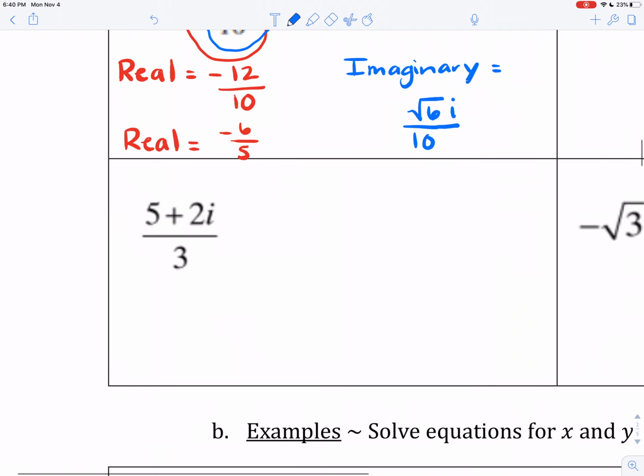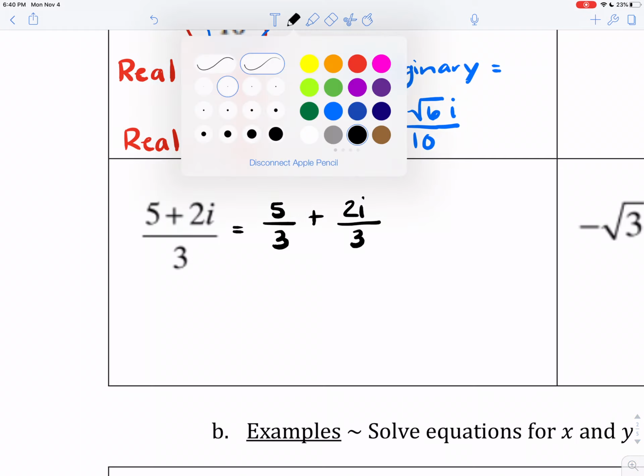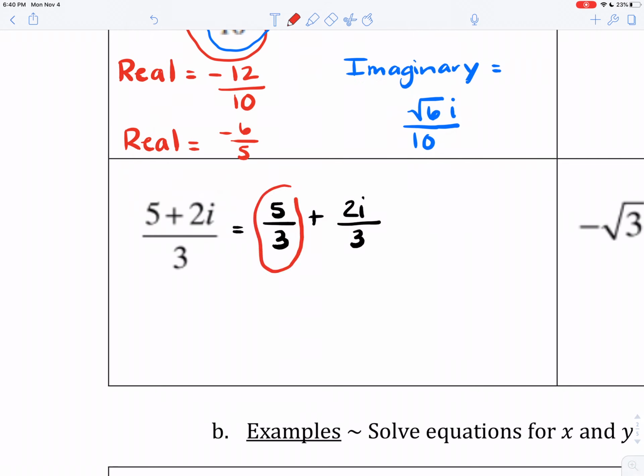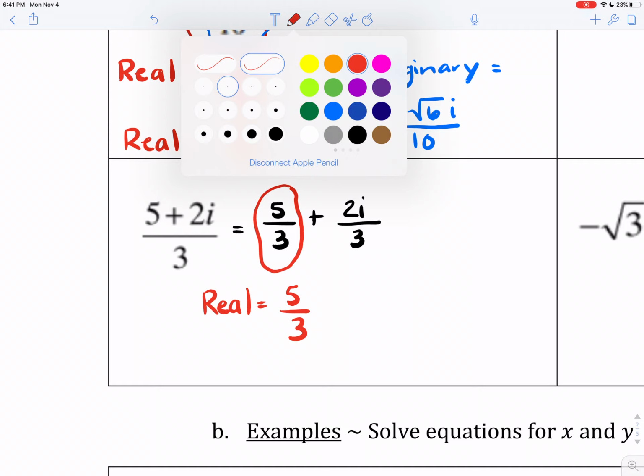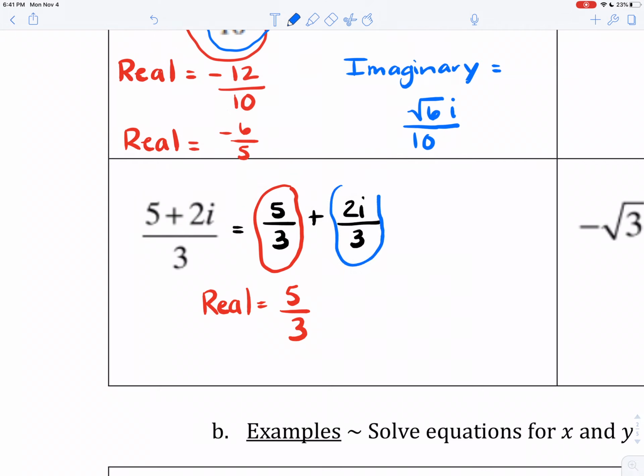All right, so in this example below, and again, if it helps when you have a number in the denominator, start out by breaking this up into 2 separate fractions, just writing each one over the common denominator. And then it should be pretty straightforward to see the real part. The part with no imaginary unit would be 5/3. And the imaginary part, over here, would be the 2i over 3.